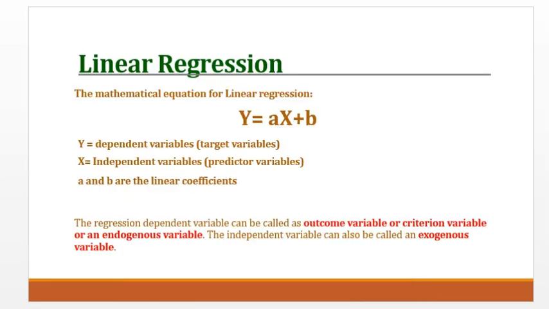Now, the mathematical equation for linear regression is y = ax + b. In this case, y is the dependent variable, x is the independent variable, and a and b are the linear coefficients for x and y. The dependent variable is called the outcome variable or the criterion variable, and the independent variable is called the exogenous variable.